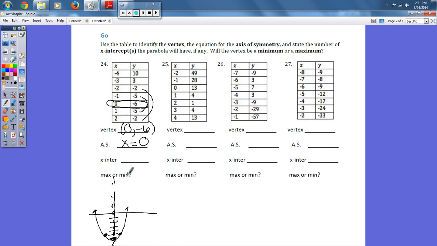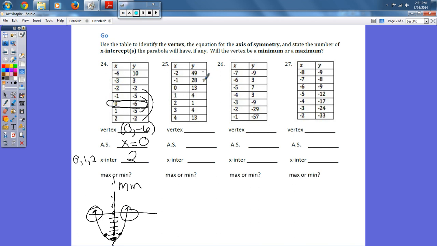How many x-intercepts is it going to have? Your choices here are 0, 1, or 2. There's going to be 2. It's going to touch it twice. And they also want to know, is this point a maximum or a minimum? The point is a minimum.